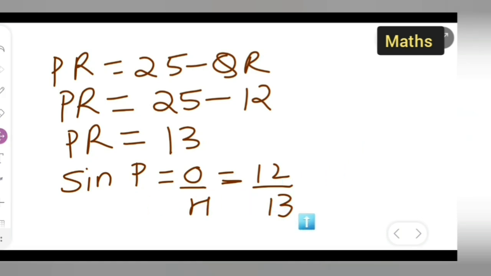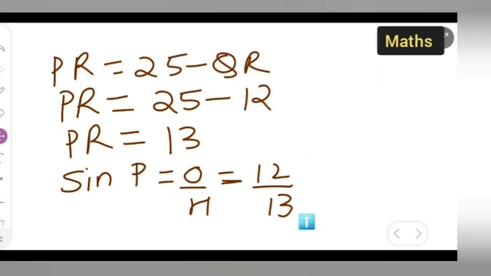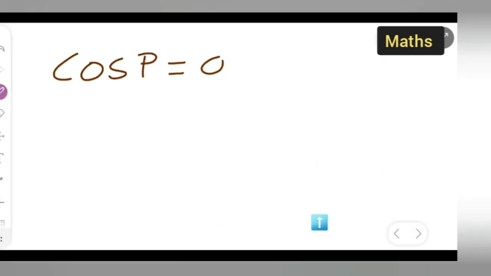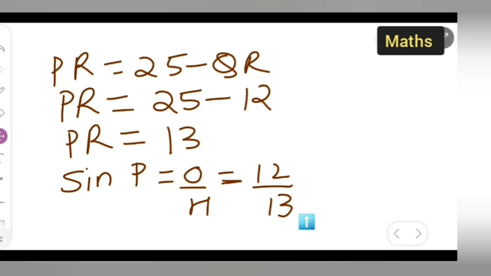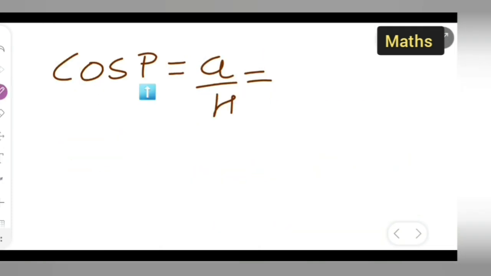Now we need to find cos P and then tan P. So let us find out. Cos P is adjacent upon hypotenuse. Now what is the adjacent of P? Let us find out. Adjacent of P is PQ, that is 5, and hypotenuse is 13. So 5 upon 13 will be your answer. So I can write down 5 upon 13.